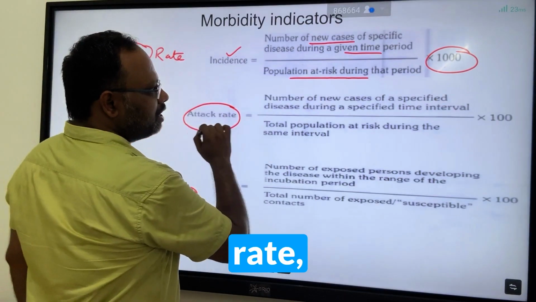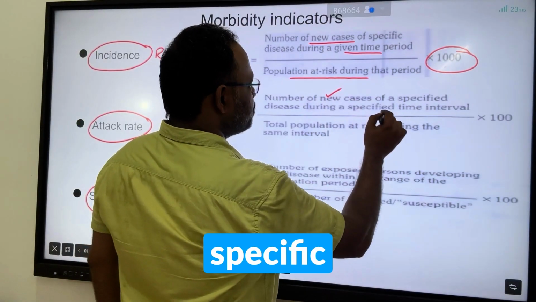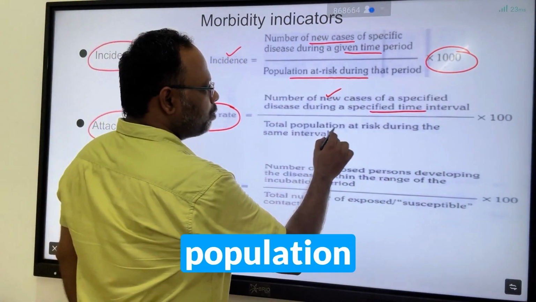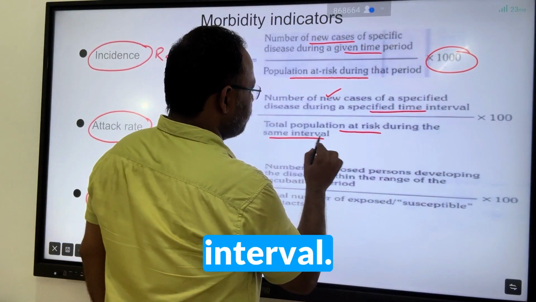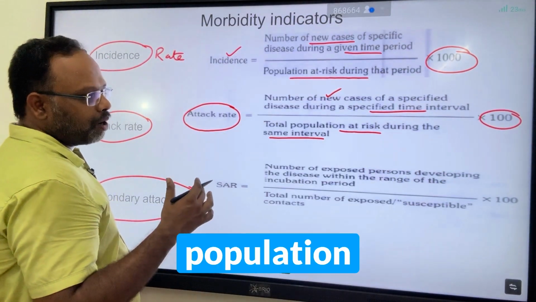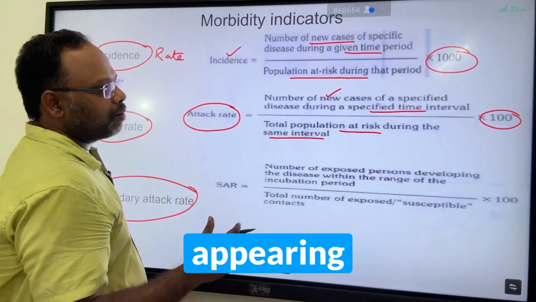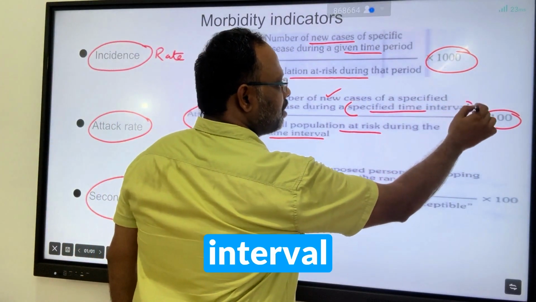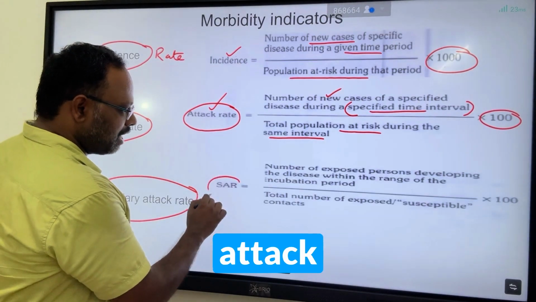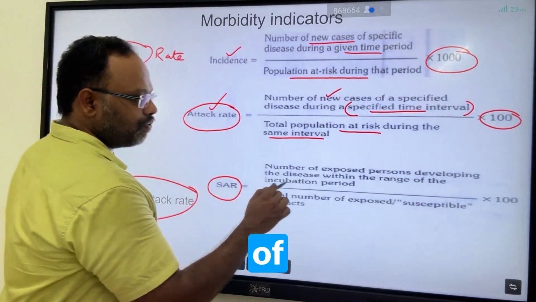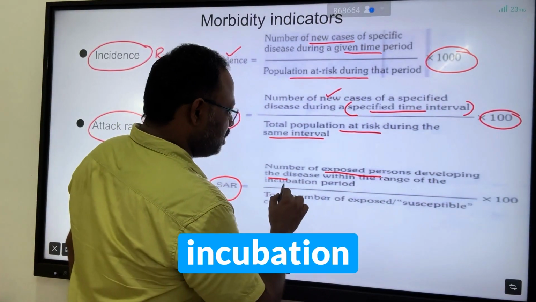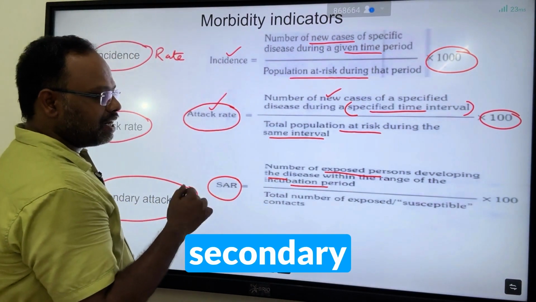When it comes to the attack rate, it is the number of new cases of a specified disease during a specified time interval divided by total population at risk during that same time interval. That is expressed in percentage. So out of the population at risk, how many new cases are appearing in a specified time interval is called attack rate. On the other hand, the secondary attack rate is the number of exposed persons developing the disease within the range of the incubation period.